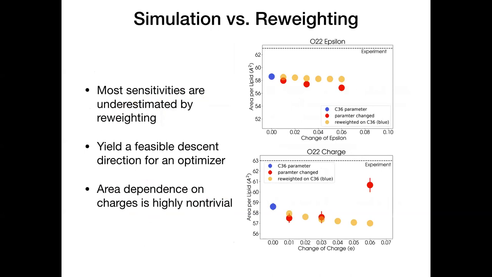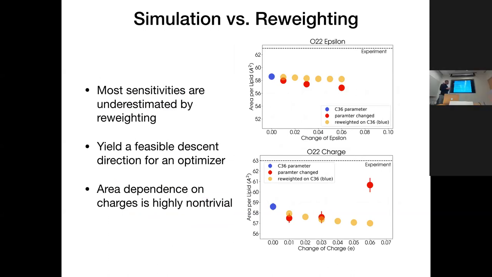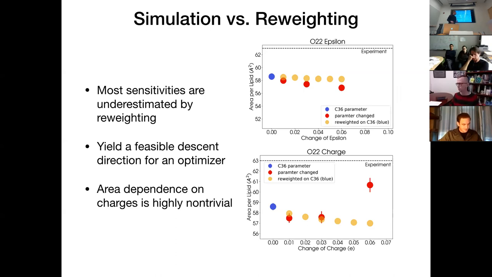But then you also have very nonlinear effects. For example, for this oxygen charge here, when you change the charge, the area per lipid doesn't follow linearly, but has some more complex behavior. And still, the reweighting gives us a feasible, decent direction for an optimizer.